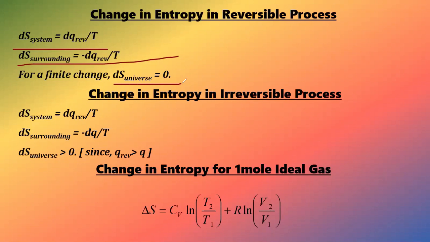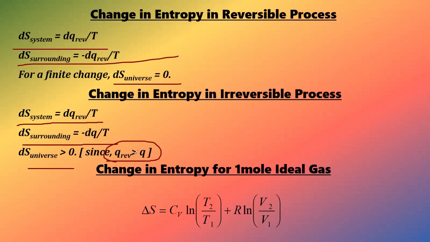Okay. Next comes change in entropy in irreversible process. Here you can see the same scenario, that is dS system is equal to plus dq reversible by T, dS surrounding is equal to minus dq reversible by T. Okay, but here instead of reversible it is dq. Now dS universe is greater than 0 since q reversible is greater than q. This is a punch that we people are having.